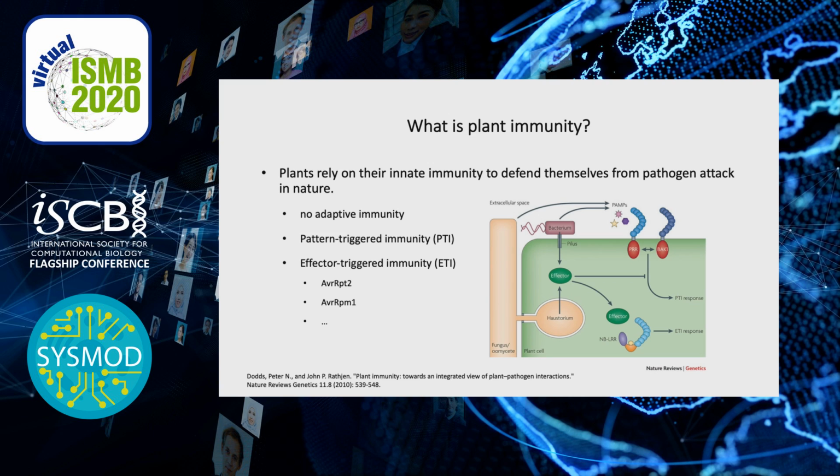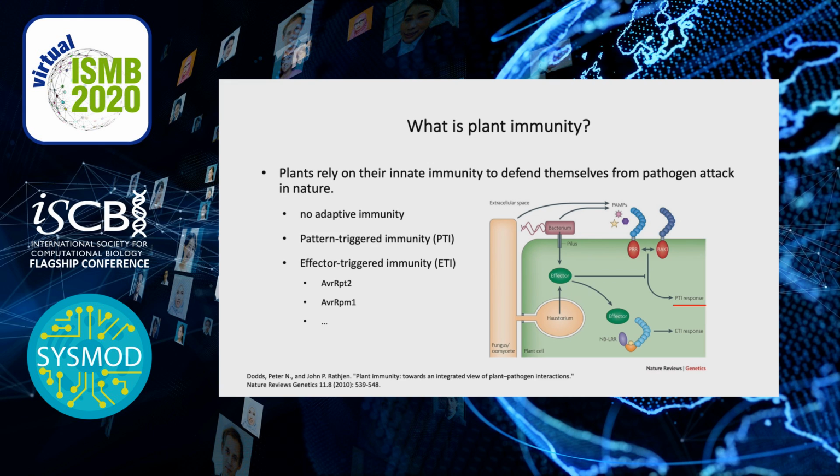The plant doesn't have adaptive immunity like humans or mammals. It can only rely on its innate immunity to defend itself. There are two major modes of immunity, including pattern-triggered immunity and effector-triggered immunity. When a pathogen attacks a plant, the plant can recognize the pathogen with its receptors and co-receptors on the cellular surface. And after signal transduction, a series of PTI responses will be triggered.